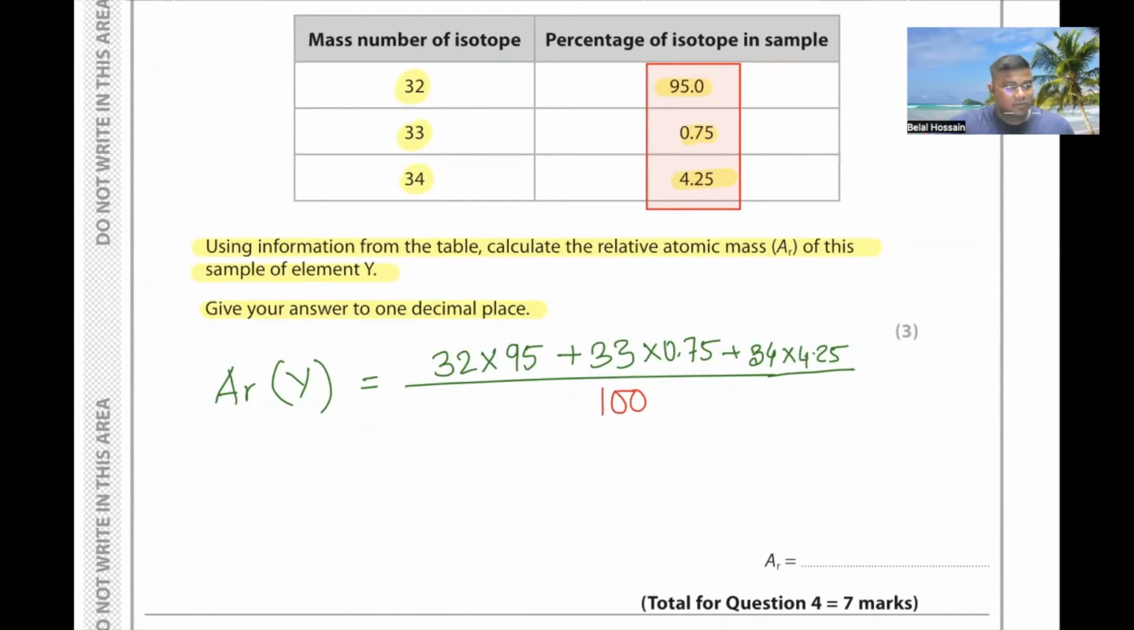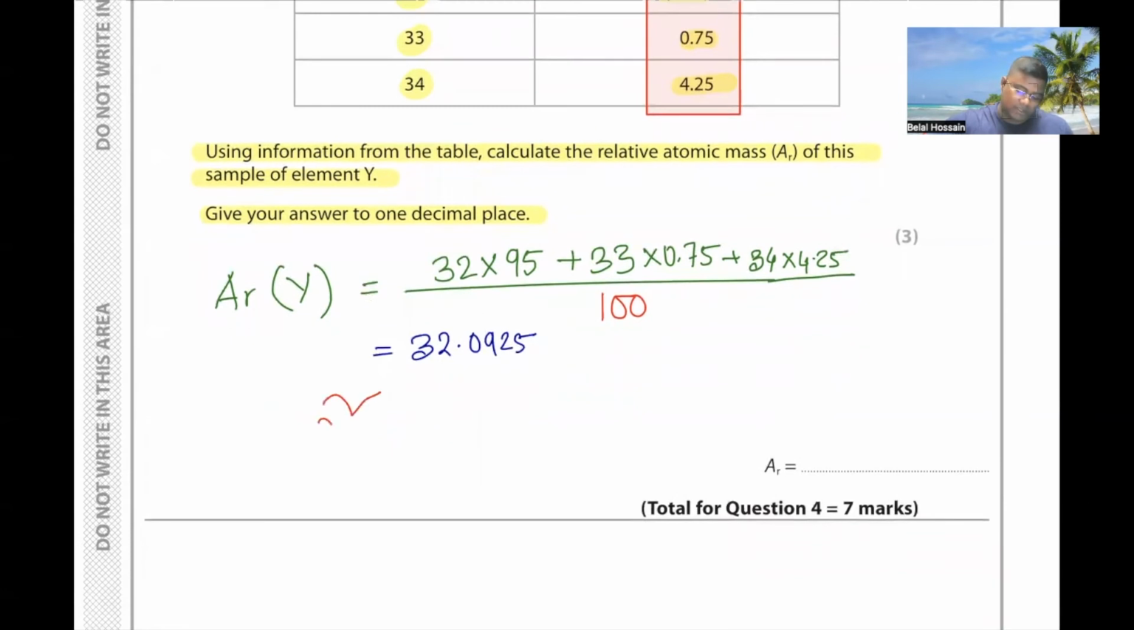So our answer from this comes up 32.0925. Now, the question says that we must answer to one decimal place. So answering to one decimal place, the answer will be 32.1.